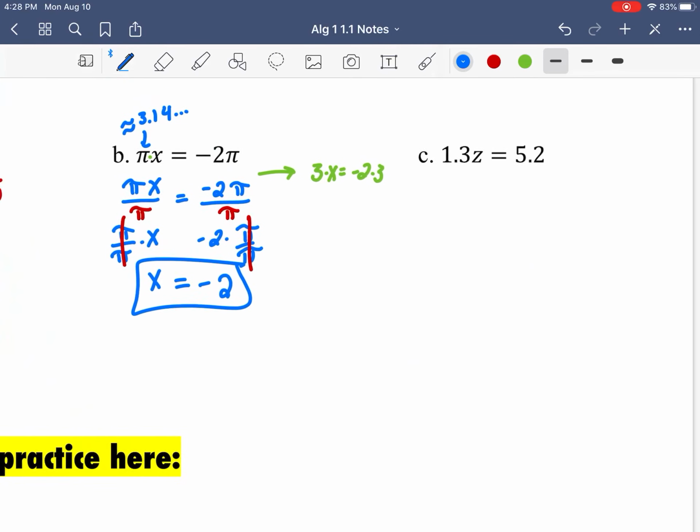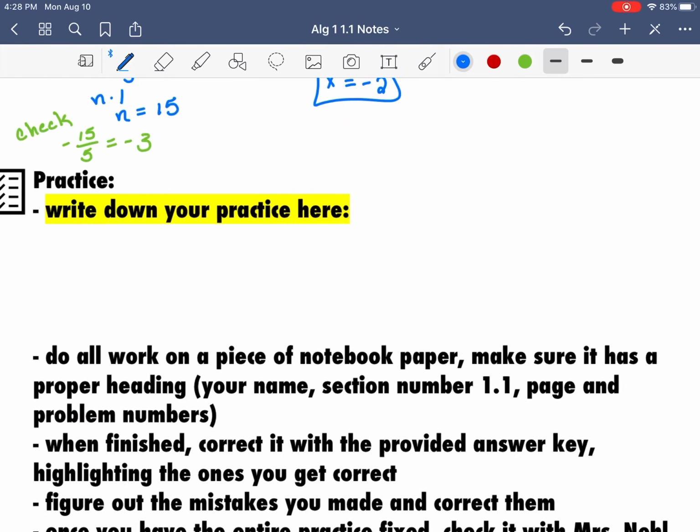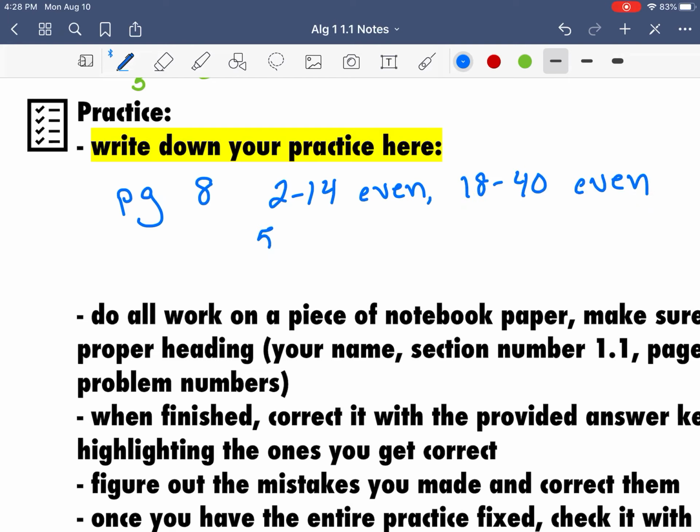Now this one I think you can do on your own. And so now for you to practice this skill, I want you to do page 8, problems 2 through 14 even, 18 through 40 even, problems 50, 52, and then 58 through 61.